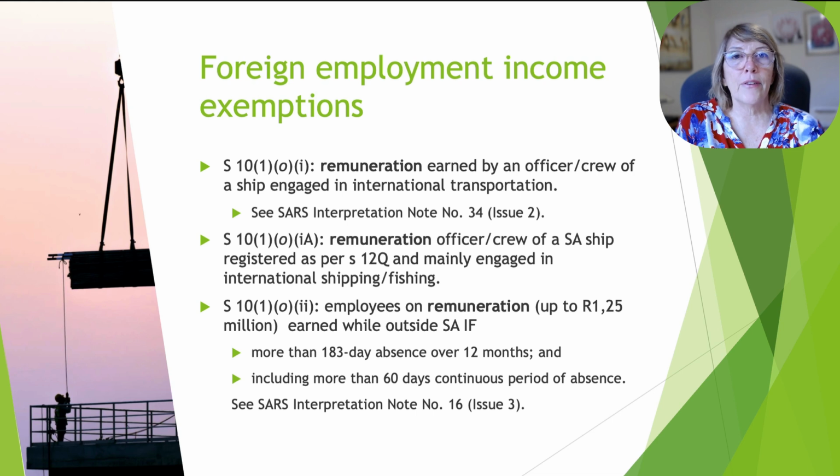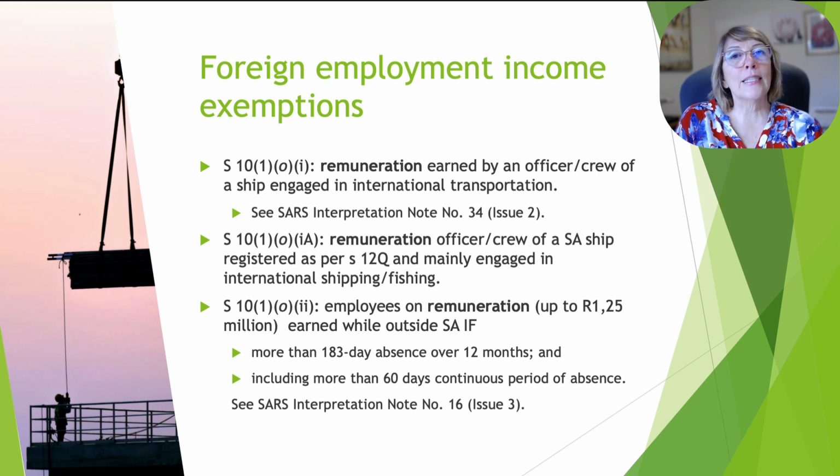You have to be out of South Africa for more than 183 days, of which 60 days must be a continuous period of absence. Then the remuneration earned while you are outside South Africa could qualify for this exemption, but the exemption only applies up to 1.25 million rand. If you earn 2 million rand, then the other 750,000 could be taxed here in South Africa. So it's quite a complex exemption. Have a look at SARS Interpretation Note number 16 if you want more information on that.